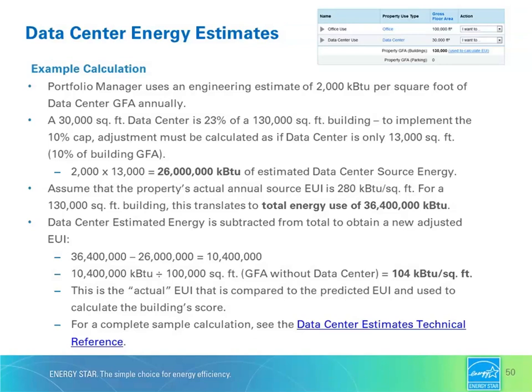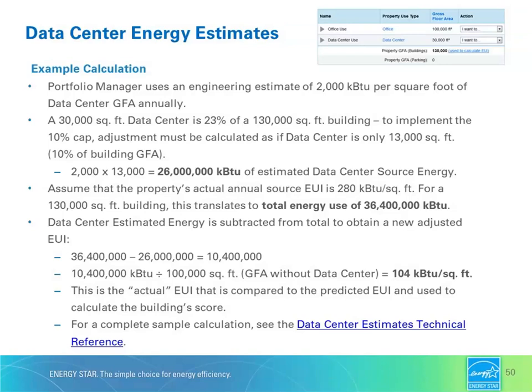Now let's say that the building's actual annual source energy use intensity, or EUI, that is its energy use per square foot in the whole building, let's say that's 280 kBTU per square foot. So for a 130,000 square foot building, that translates to a total energy use in the building of 36,400,000 kBTU. So now we subtract the data center from that. So first we subtract the energy. Total building energy minus the estimated data center energy leaves us with 10.4 million kBTU used in the rest of the building.